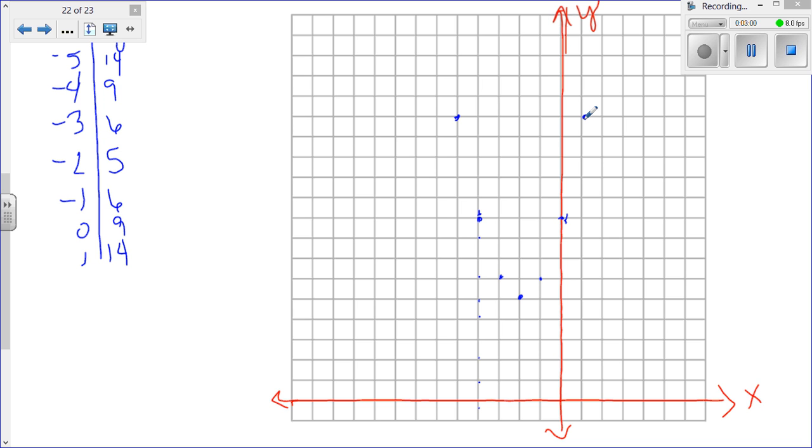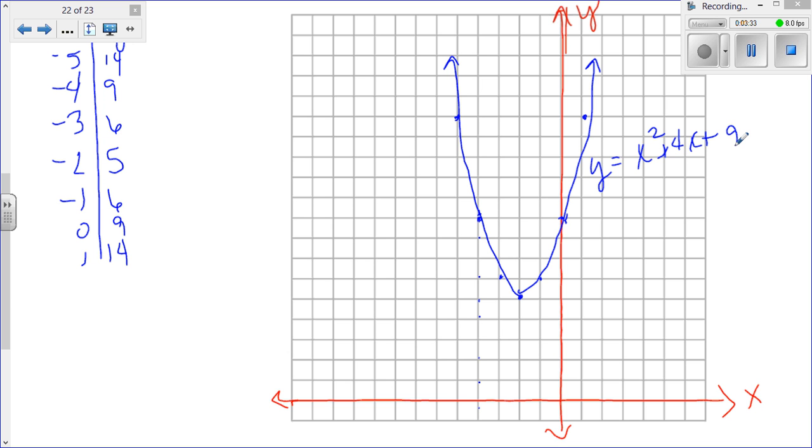Once I get all my points on my graph, then, to the best of my ability, I draw a smooth curve through all of my points. Okay, I missed a few points. This is a little bit harder without using a regular pen. Sorry about that. And I label my graph y equals x squared plus 4x plus 9.